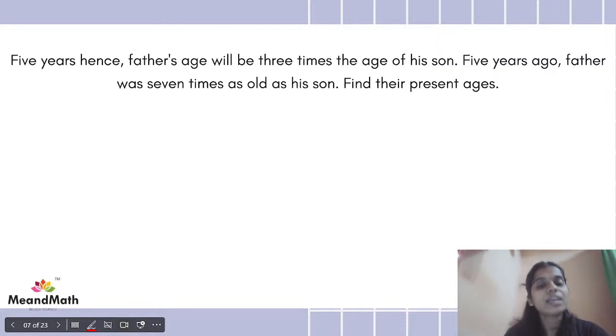Okay, 5 years hence, father's age will be 3 times the age of his son. 5 years ago, father's age was 7 times as old as his son. Find their present ages. How can we find? 5 years hence is future, and 5 years ago is before. We will be subtracting.